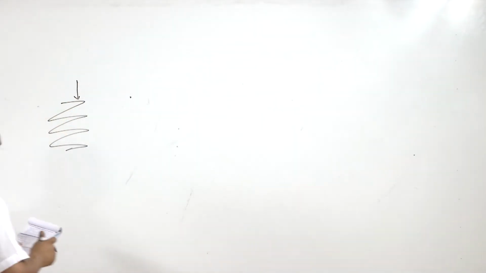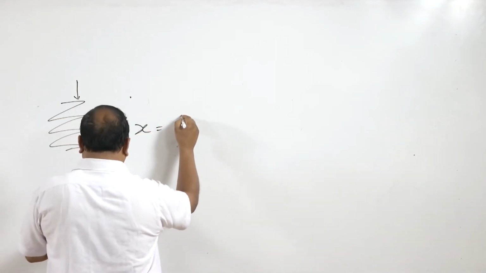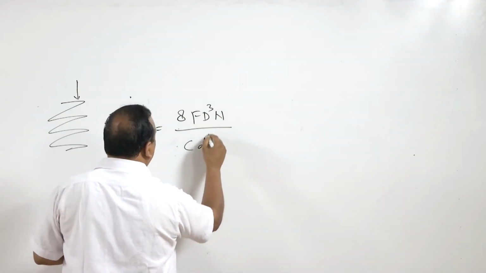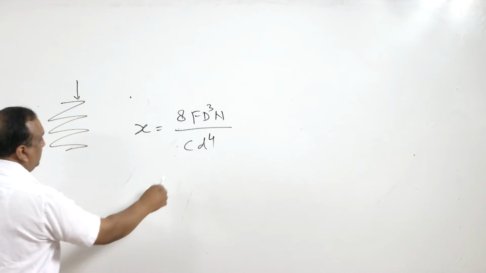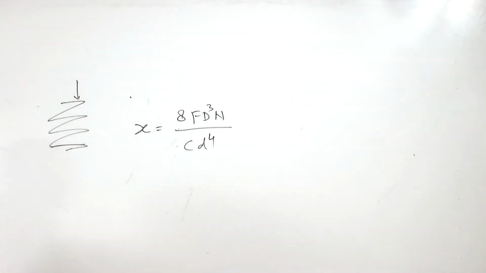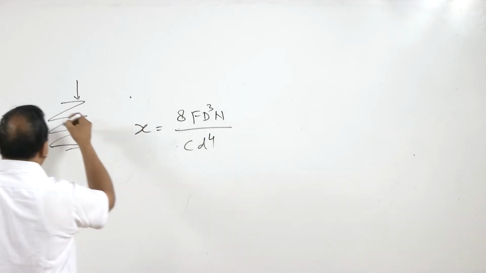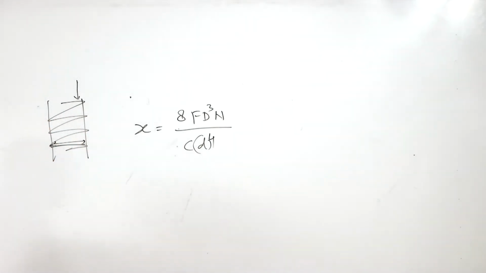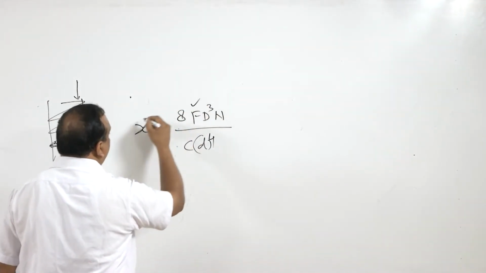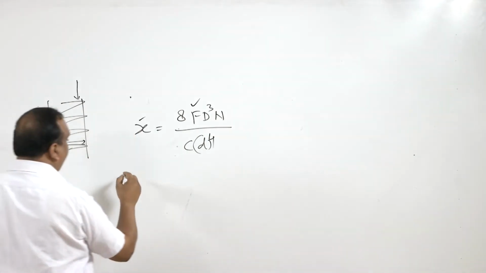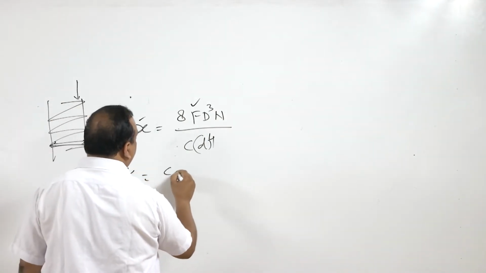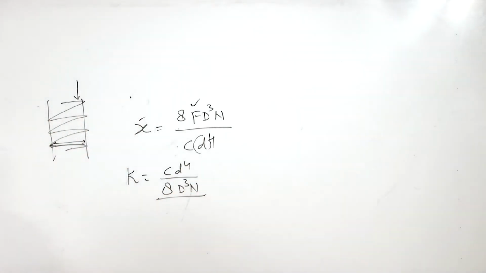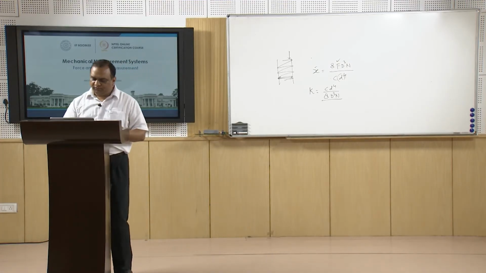When force is applied on the spring, the deflection of the spring is equal to 8 F D cube n divided by C d to power 4. C is the modulus of rigidity of the wire, n is the number of turns, D is the coil diameter, and d is the diameter of the wire, right? From here also we get the displacement as a function of F. So K here will be C d raised to power 4 divided by 8 D cube n. So spring can also be used as a force measurement.